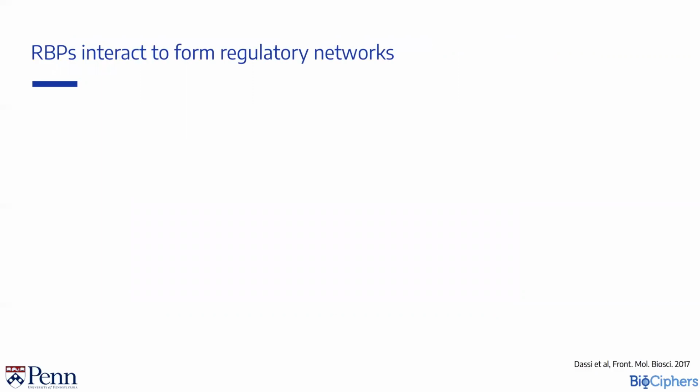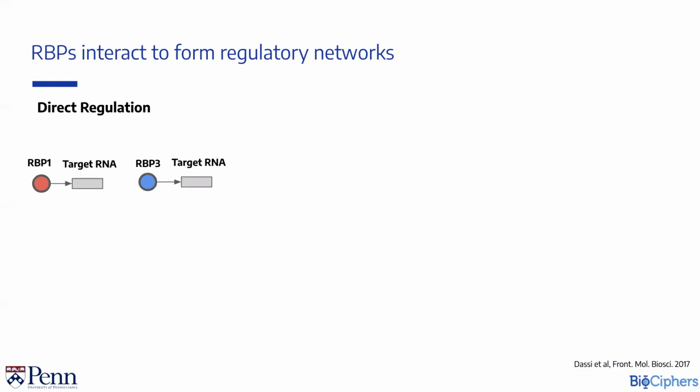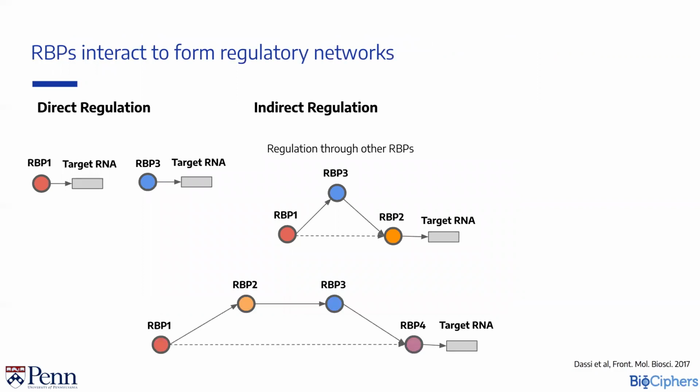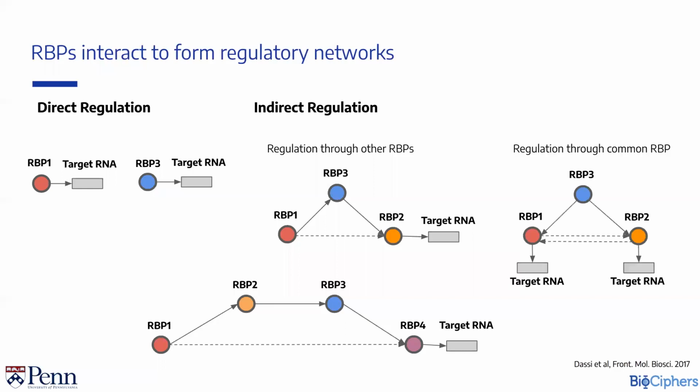RBPs can bind and control many different RBP targets. They form complex regulatory networks. For example, RBPs can directly regulate their RNA targets or indirectly regulate them through other RBPs. There can be more than one intermediary forming an RBP chain, or indirect regulation can also occur through a common RBP that controls multiple targets through different RBPs.